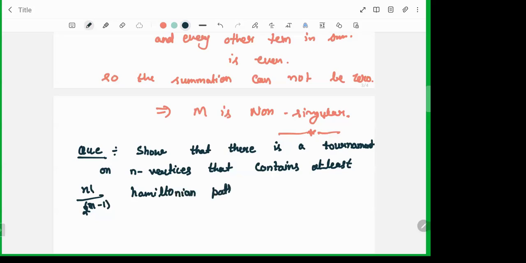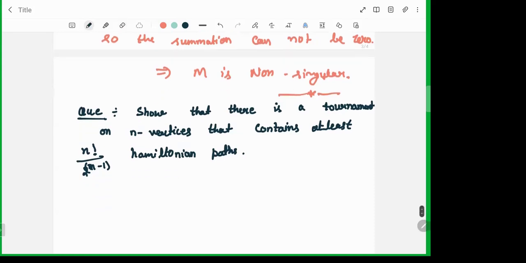So what is the problem asking? The problem is asking that there is a tournament on n vertices that contains at least n factorial by 2 to the power n minus 1 Hamiltonian paths. So we need to know some terms here. What is a Hamiltonian path, what is a tournament, and every other term, right?